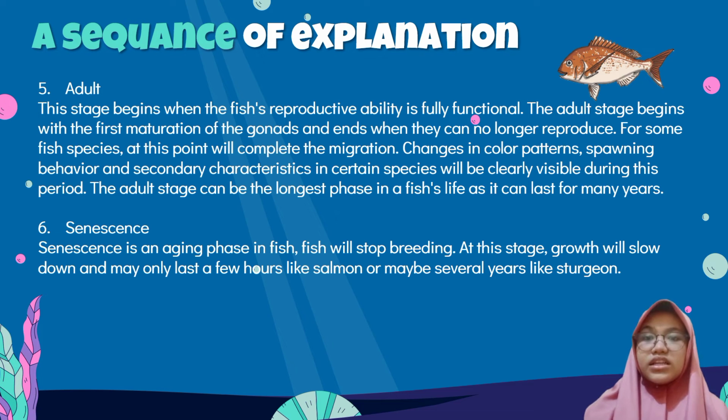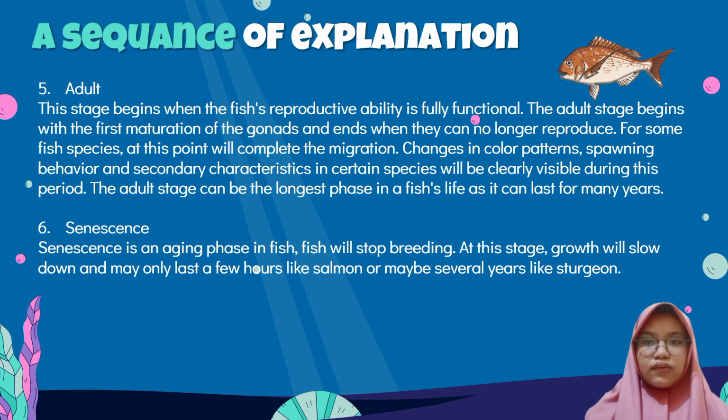Next is adult. This stage begins when the fish's reproductive ability is fully functional. The adult stage begins with the first maturation of the gonads and lasts until they can no longer reproduce. For some fish species, at this point they will complete their migrations. Changes in color patterns, pairing behavior, and secondary characteristics in certain species will be clearly visible during this period. The adult stage can be the longest phase in a fish's life, as it can last for many years.